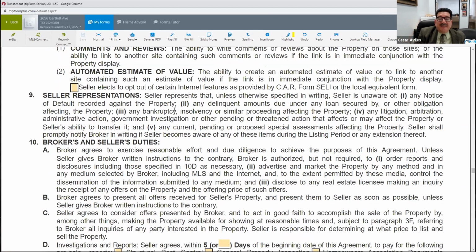The seller is representing that they are the owners. They have the power to sell the property. They are not aware of any default, that they have no delinquent taxes, that they have no delinquent property.